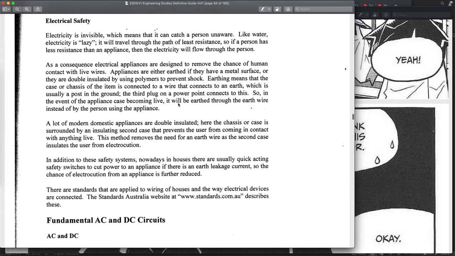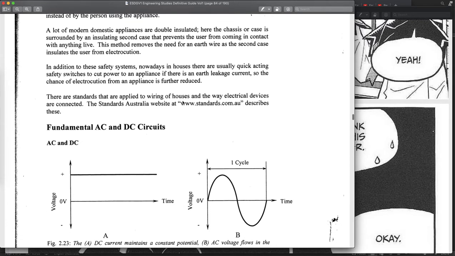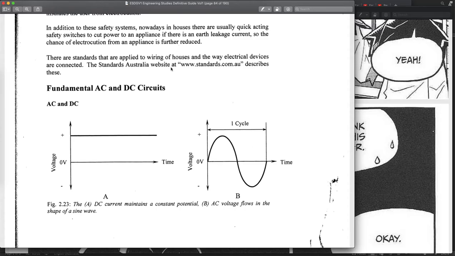Earthing means, we're going to talk about that in more detail. Modern domestic appliances are often double insulated. Okay, we'll talk about that. In addition to that, there's now safety switches, also known as residual current devices, RCDs, to prevent earth leak. I put a question about that in my last year's preliminary exam, and some people disputed whether or not we had discussed it. So let me say here, safety switches are also known as residual current devices, and consider yourself warned.